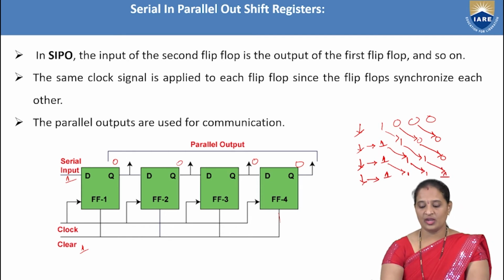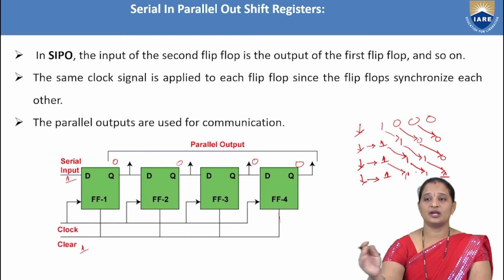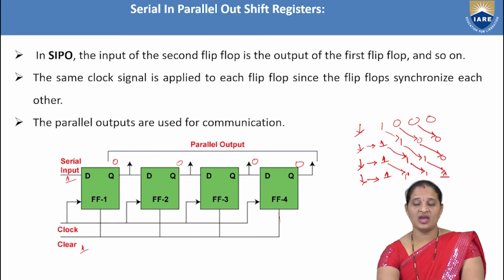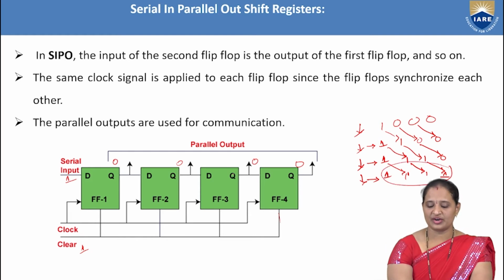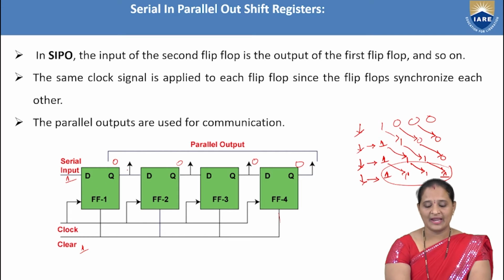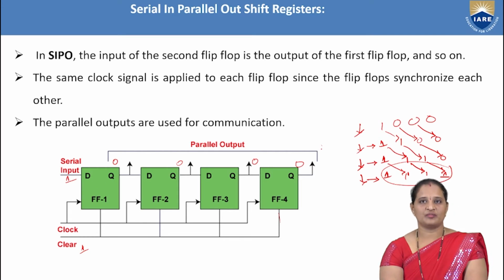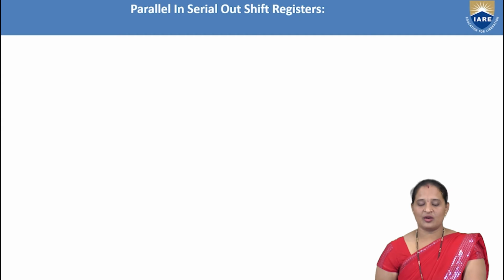What we are doing is shifting the data in the right direction, so it is a right shift register. Once the data is loaded, we can read the data from all the flip-flops at a time using the parallel output. So this is the serial in parallel out register.